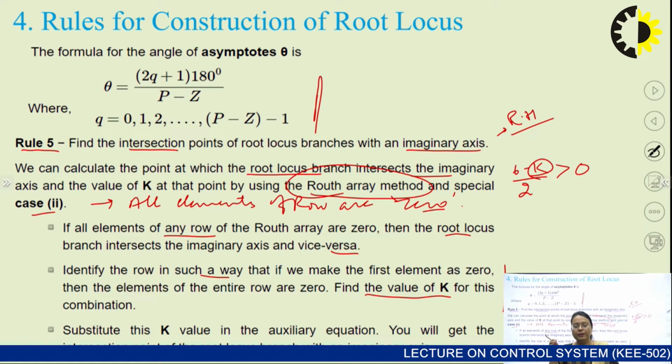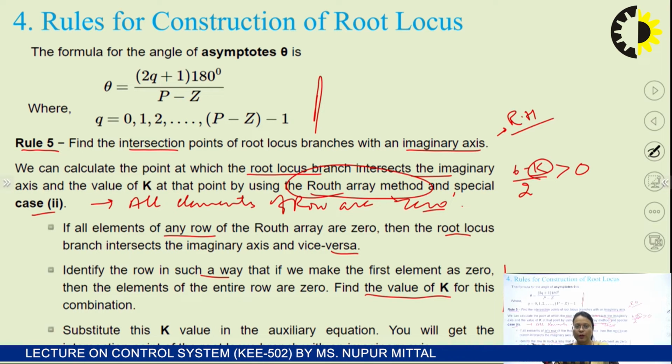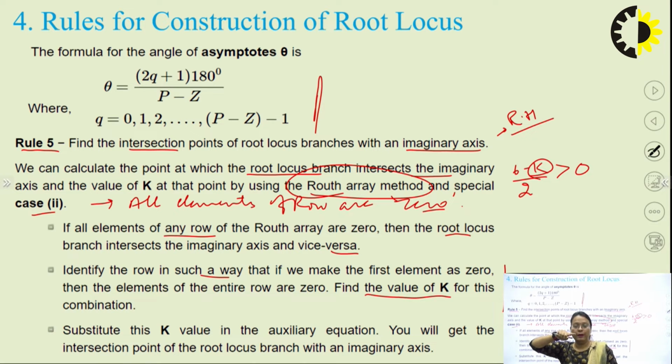And if I put this marginal value of k in that particular row, the row above the row in which the elements are 0, right? That row will be called the auxiliary row, and we can write down the auxiliary equation using that row, right? And from that auxiliary equation, when I substitute the value of k, I'll get the points which are the intersection points of the branches of the root locus with the imaginary axis.